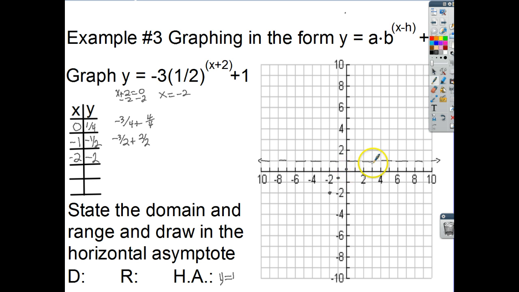Okay, still not quite as close to that asymptote as I'd like, so I'm going to go ahead and do a positive 1 down here. I know it's out of order, but I've got room. So we put this to the positive 1, we have 1 half to the third power. Well, that's going to be 1 half times 1 half is 1/4 times 1 half is 1/8 times negative 3. We get negative 3/8 and positive, and this time 1's going to be 8/8. So we get 5/8 here.